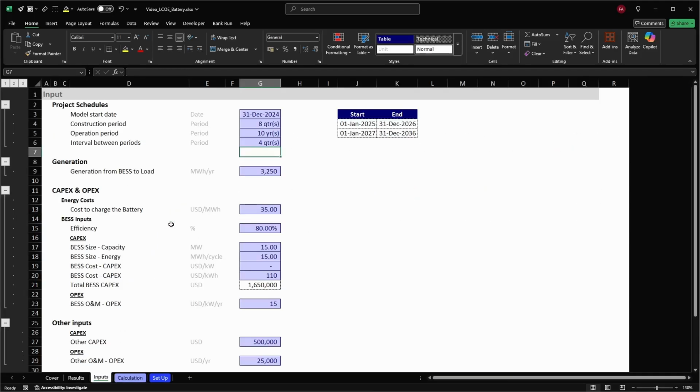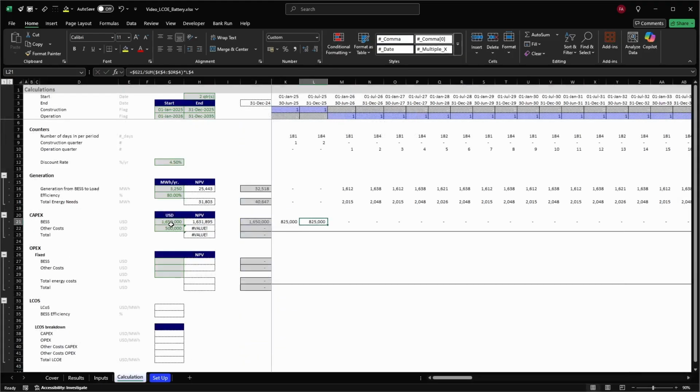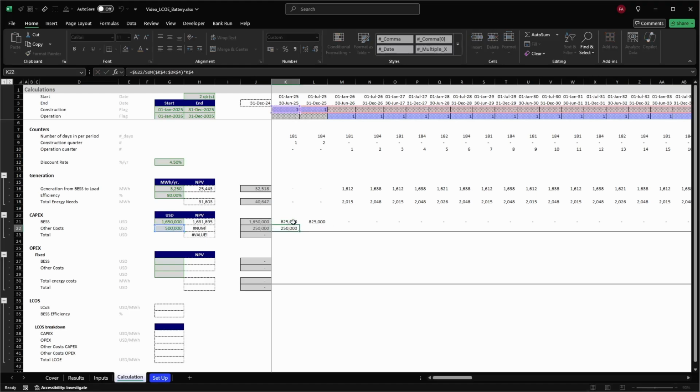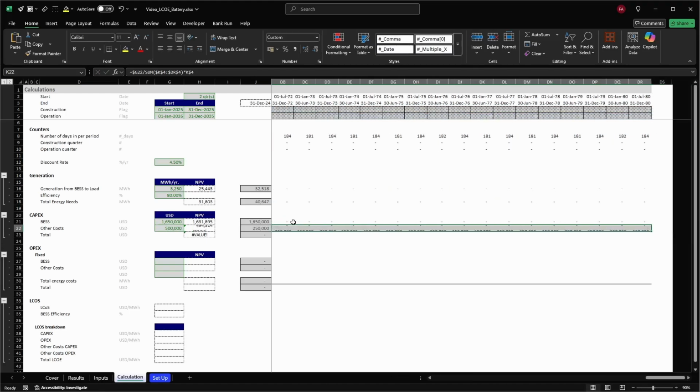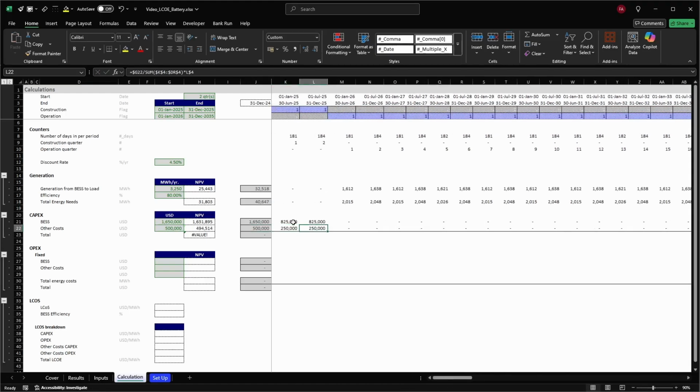So I'm just going to go back here. I'm going to say we're going to have a construction period of 4 quarters, and an interval between periods of 2 quarters. There we go. Okay, so that's correct. I think I can just copy and paste across if I did everything correctly, and apparently I did. So I can copy and paste across, and we will have here the correct numbers for the capex.